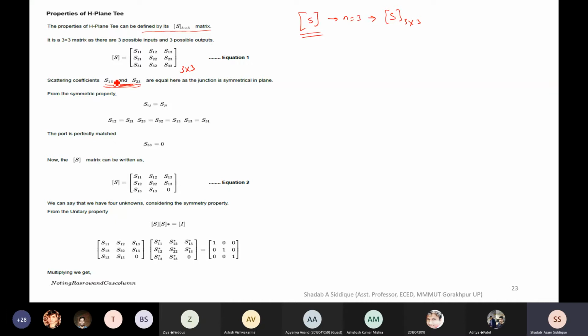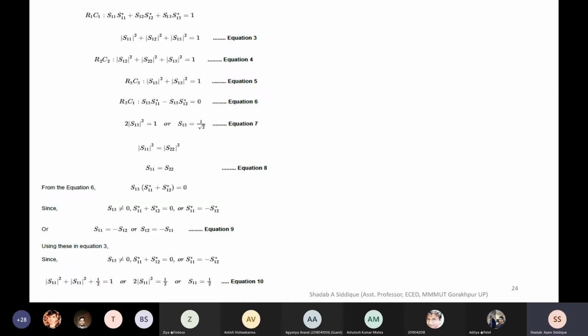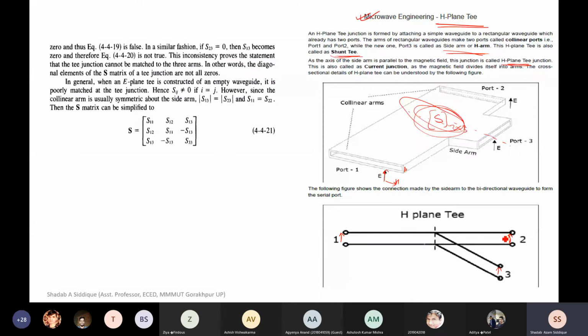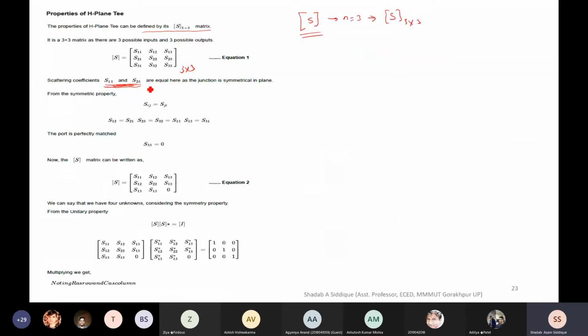The magnitude is symmetrical in nature, because port 3 is connected in such a way that the collinear ports will be symmetrical about port 3. It is connected at the center of this line. So 3 to 1 and 3 to 2 will be symmetrical, so S13 and S23 are the same. The symmetry property also says Sij is equal to Sji. So we can say S12 is equal to S21, S23 is equal to S32, and S13 is equal to S31. We can use this.